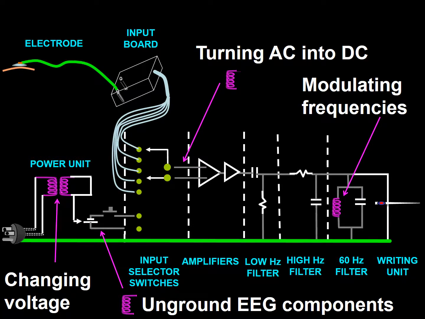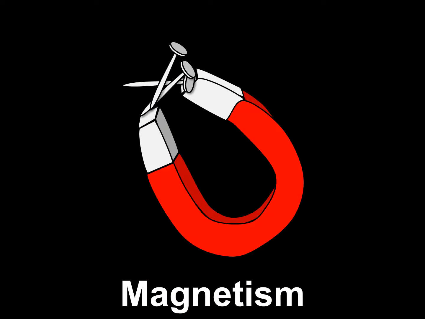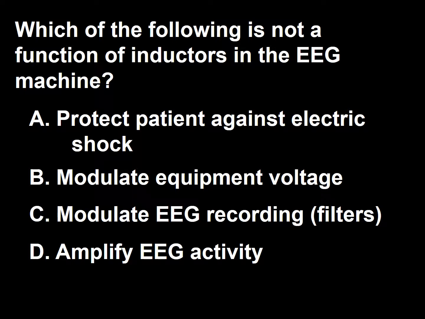And they are also used in conjunction with capacitors in order to build filters. And what is most interesting is that all these functions of the inductors are achieved by exploiting one characteristic of electricity, and that is the two-way interaction between electricity and magnetism. So the answer to this question is D.